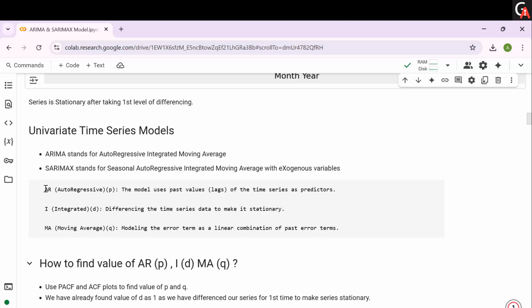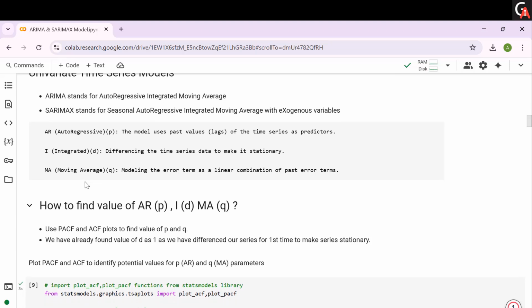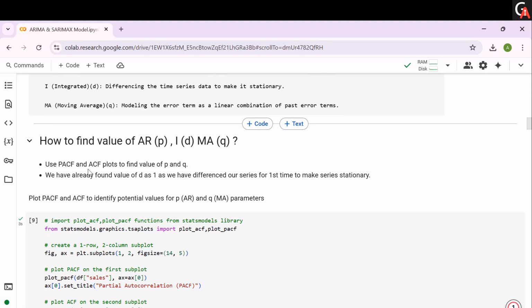Now, this AR part will help us to find the value for P. This I part will help us to find the value for D. And this MA part will help us to find the value for Q. So you have found the correlation between this AR, I and MA and their correlation with this ARIMA and SARIMAX, how they are related with that. Now, how can you find the values of P, D and Q, that is AR part, I part and MA part?